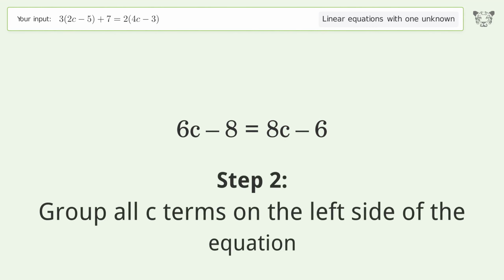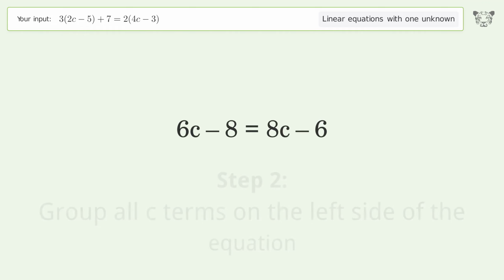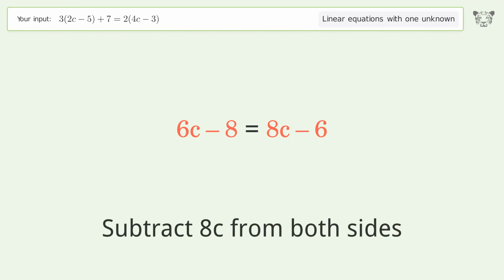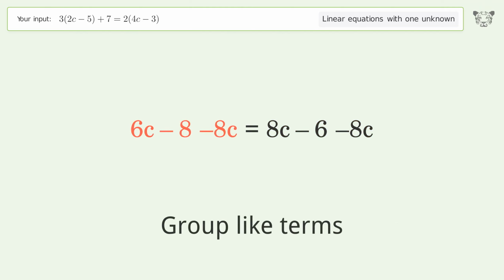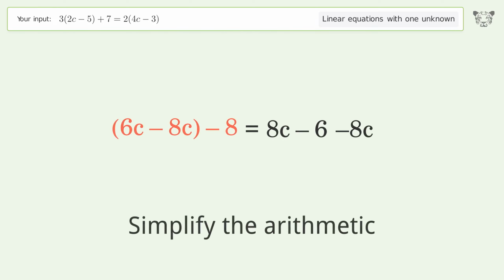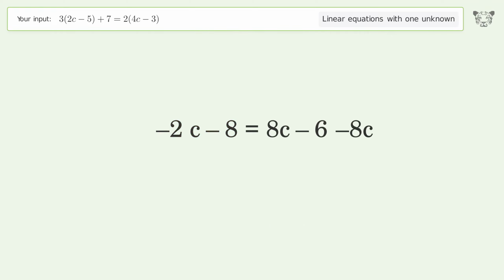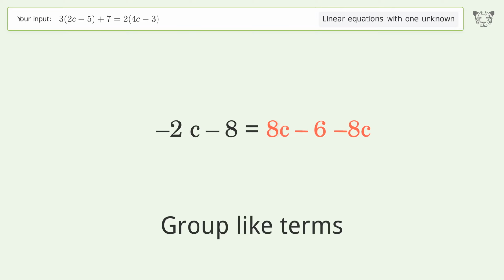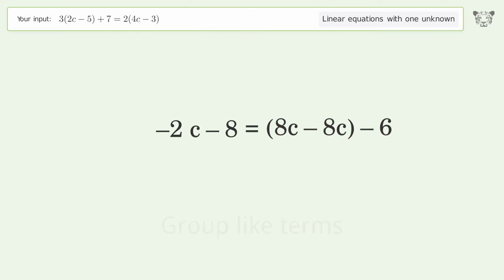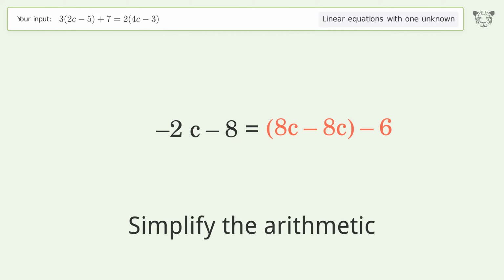Group all c terms on the left side of the equation. Subtract 8c from both sides. Group like terms. Simplify the arithmetic. Group like terms. Simplify the arithmetic.